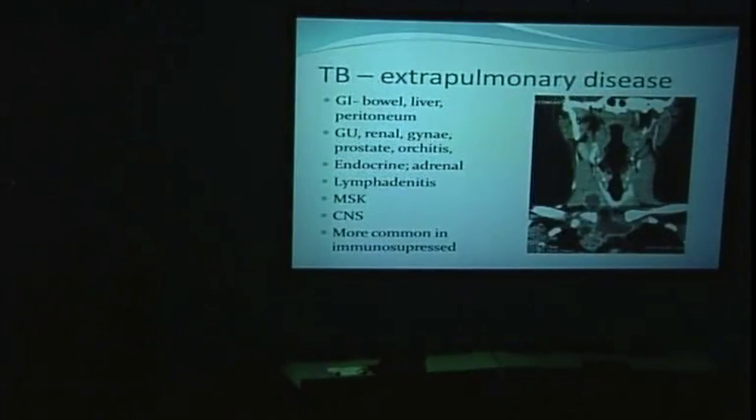Extrapulmonary disease now has always been there, but it's growing. It's more likely in immunocompromised patients, so certainly in HIV. We often get a lot of extrapulmonary manifestations of TB. It can range from gastrointestinal tract, bowel, liver, peritoneal disease. In terms of urinary system, from renal, it can involve bladder, ureters, gynae, often esophagitis, prostate or orchitis. Endocrine systems, often adrenal, with a predilection for adrenal.